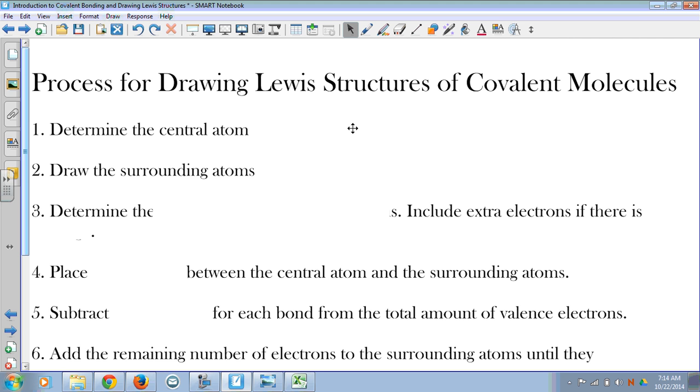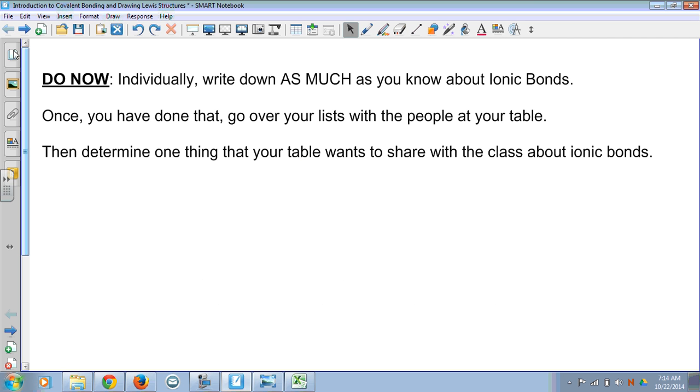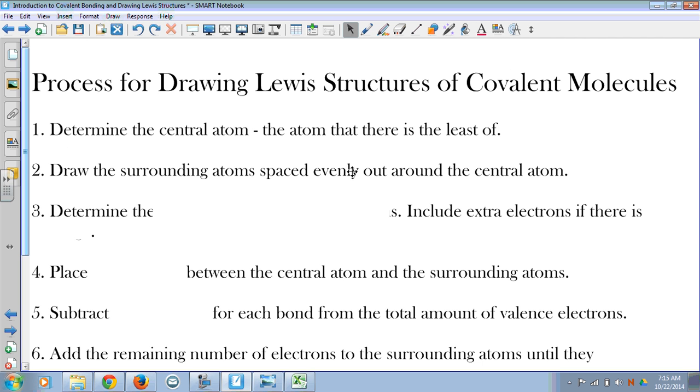The first step in this process is to determine your central atom. This is really simple because it's usually the atom that there's the least of. So if you've got a chemical formula, which I'd have to give you in order to draw the compound, figure out which one there's least of, put that in the center. Afterwards, draw the surrounding atoms, spaced evenly around the central atom. And this is just a layout thing. In steps 1 and 2, you're just getting your layout in order to work well with your drawing and your electrons.